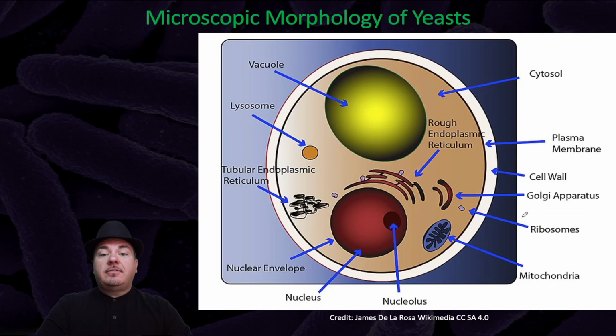Now, recall that yeast are a eukaryotic cell, so they have the standard features of a eukaryotic cell. They have membrane-bound organelles, including things like the nucleus and the endoplasmic reticulum, rough and smooth ER. They have the Golgi apparatus. They have the mitochondria.